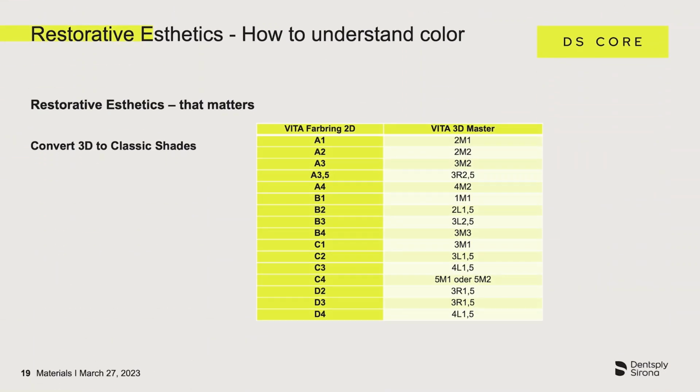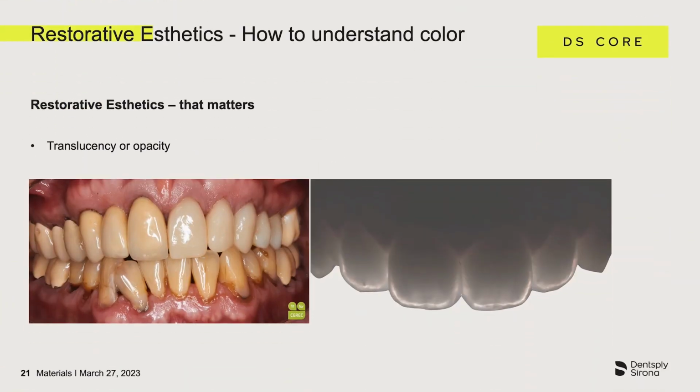And since most practitioners use this classical color ring in 2D, here is a practical translation to the 3D master color ring from Vita. These colors from the 3D master are often found on some feldspar or silicate ceramic blocks. Ultimately, it plays a big role how translucent the natural neighboring teeth or the entire dentition appears.